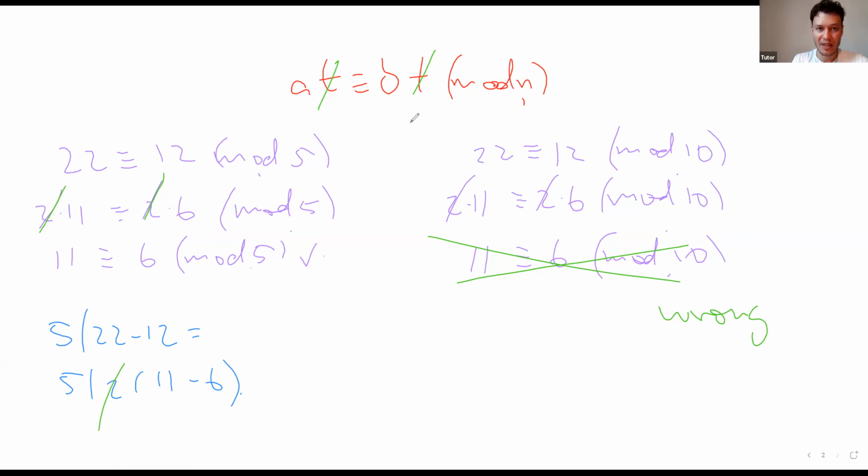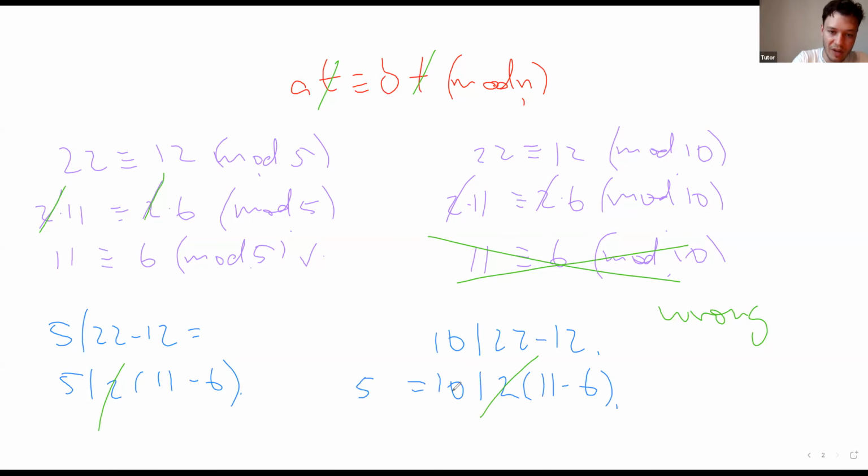But in this other case, when I look at 10 divides 22 minus 12, so 10 has to divide 2 times (11 minus 6). If you look in here, I cannot cancel by 2, because if I cancel by 2, I also need to cancel a 2 in here, because 10 is actually equal to 5 times 2.